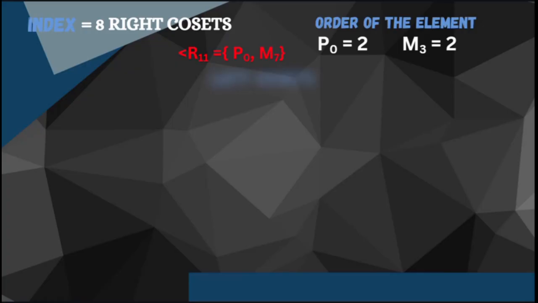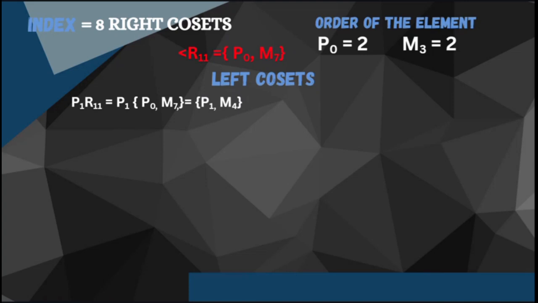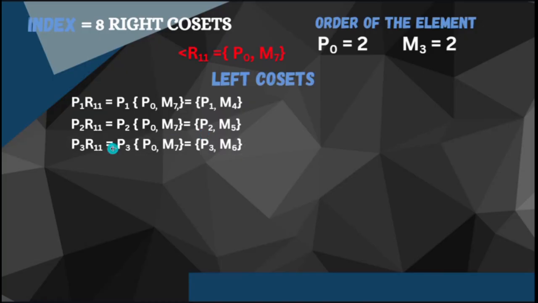For left cosets, we have rho sub 1 multiplied by R sub 11. We have rho sub 1 and mu sub 4. For rho sub 2 multiplied by R sub 11, we have rho sub 2 and mu sub 5. For rho sub 3 multiplied by R sub 11, we have rho sub 3 and mu sub 6. For rho sub 4 multiplied by R sub 11, we have rho sub 4 and mu sub 7.